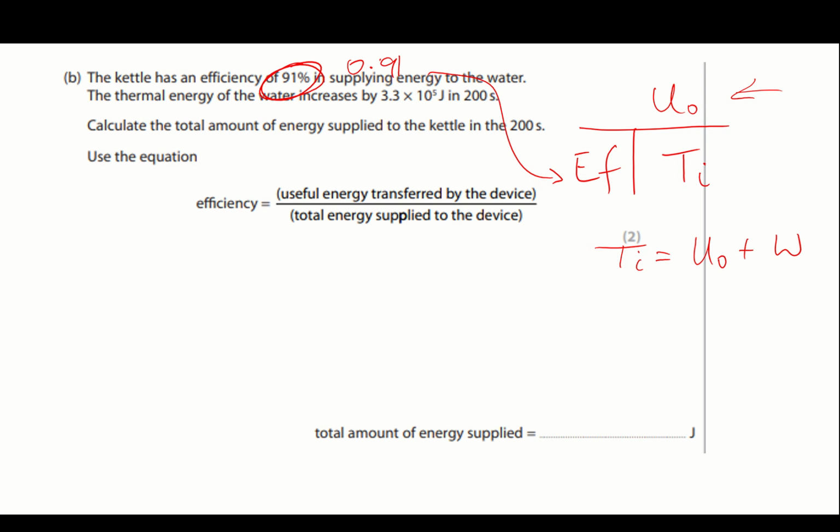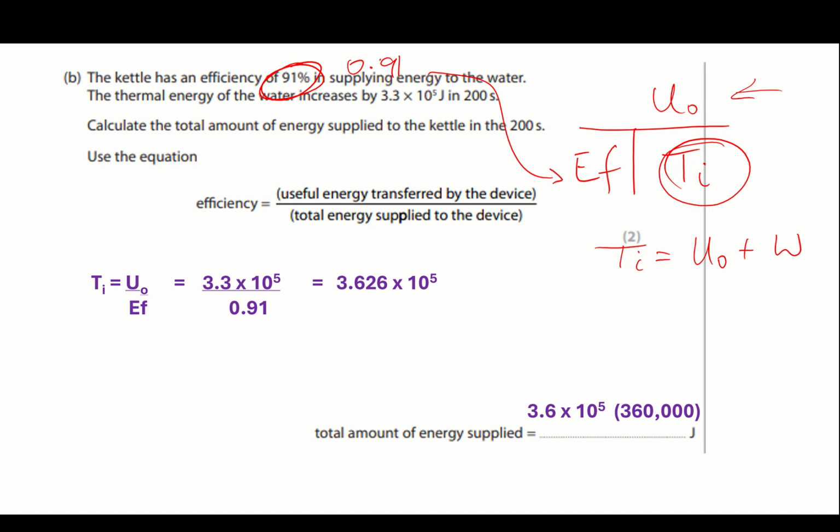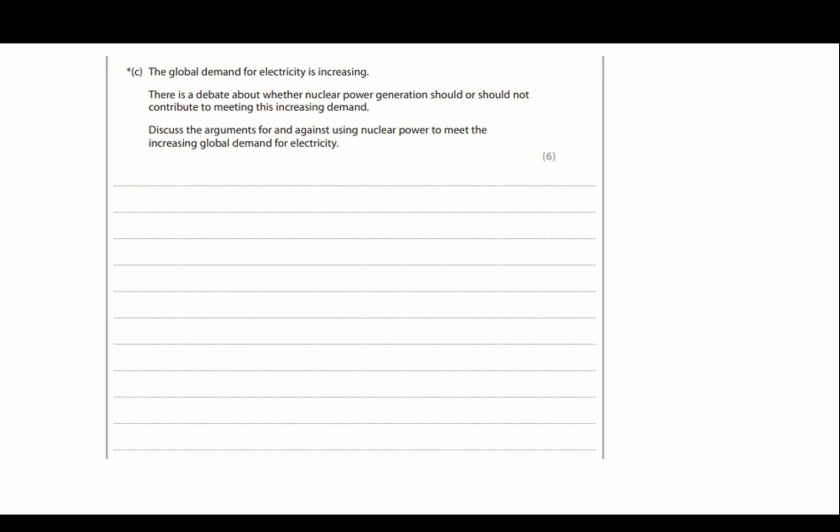It tells us thermal energy, so now we're away. The total input equals the useful output divided by the efficiency, which is what we're wanting to work out. You can see that I've just used the decimal there. Put it all together and you get that number there: 360,000 joules, or 3.6 times 10 to the 5 would have been accepted.